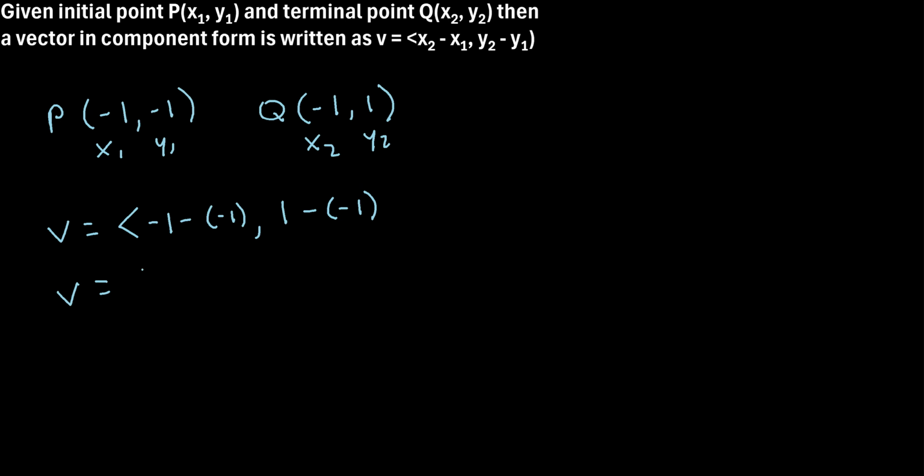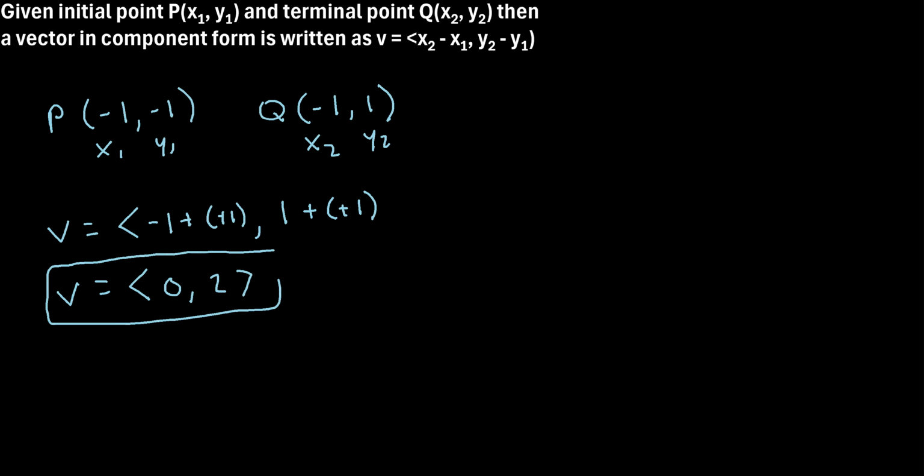So we get -1 minus a -1. When we subtract a negative number, that's the same as adding. So we can really do -1 plus 1, that's 0. And then we have 1 minus a -1. So again, we're subtracting a negative, so it becomes a positive. So 1 plus 1 is 2. So this is our vector in component form.